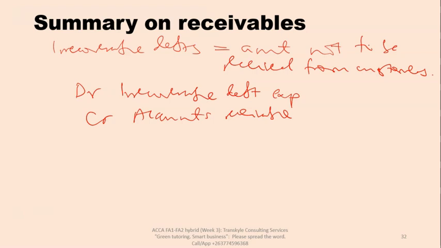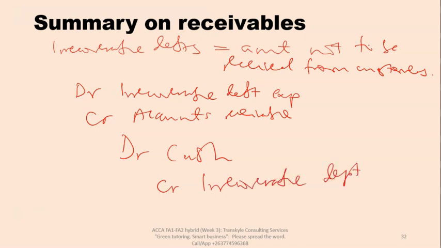What about accounting for irrecoverable debt recovered? When we recover an irrecoverable debt, we debit cash because we are receiving cash, and then we credit irrecoverable debt expense. Why are we crediting an expense? Because we want to reduce an expense. It's no longer an expense anymore. We are reducing it.